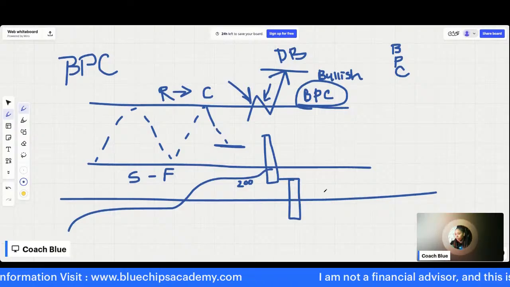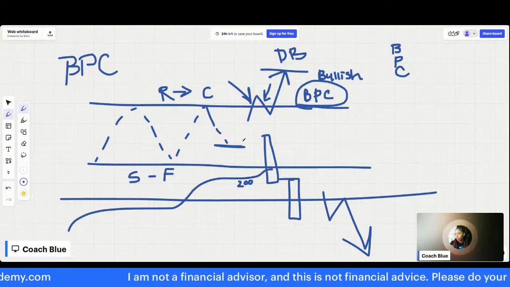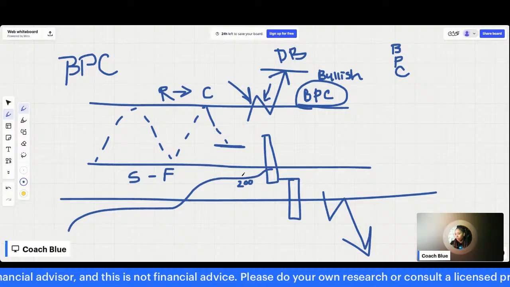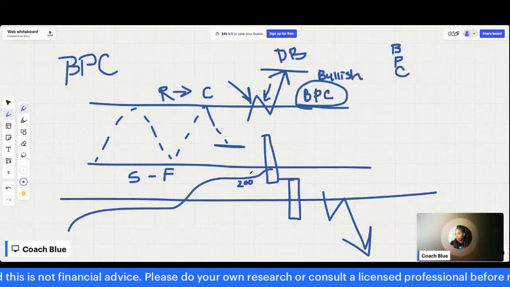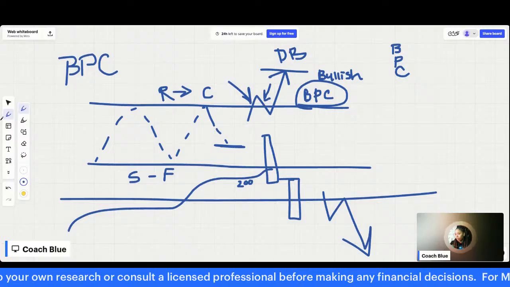Once price does that, then we look for our BPC to the downside. But we need full confirmation, because the 200 can serve as such a strong level of support and resistance.